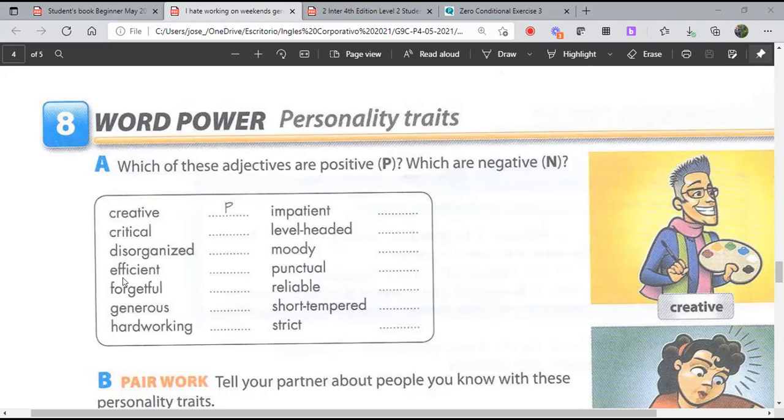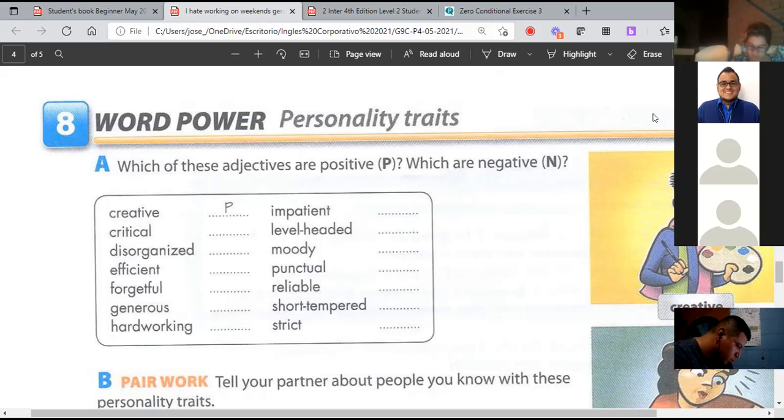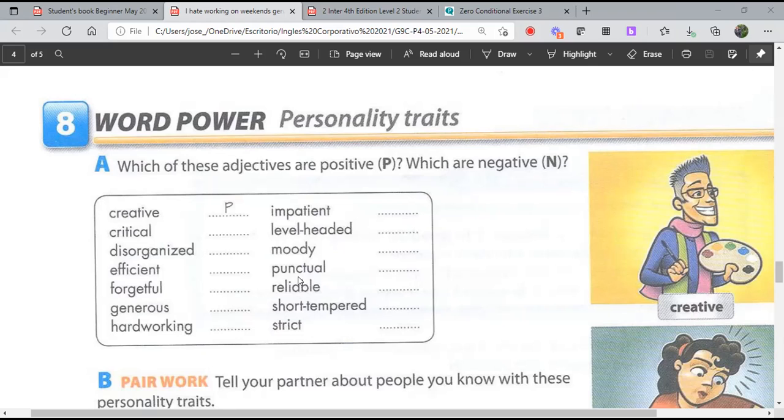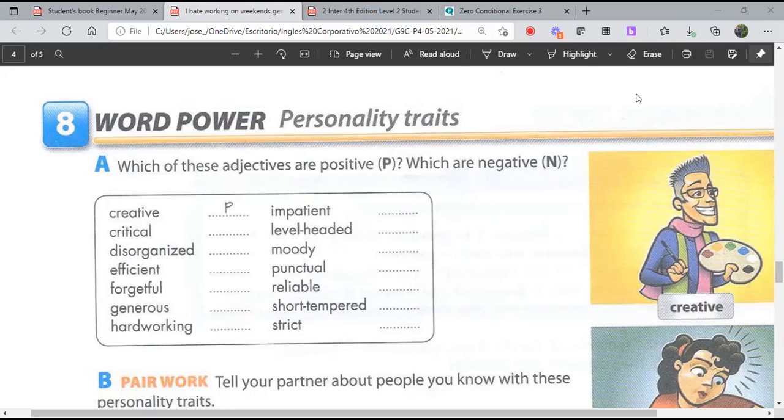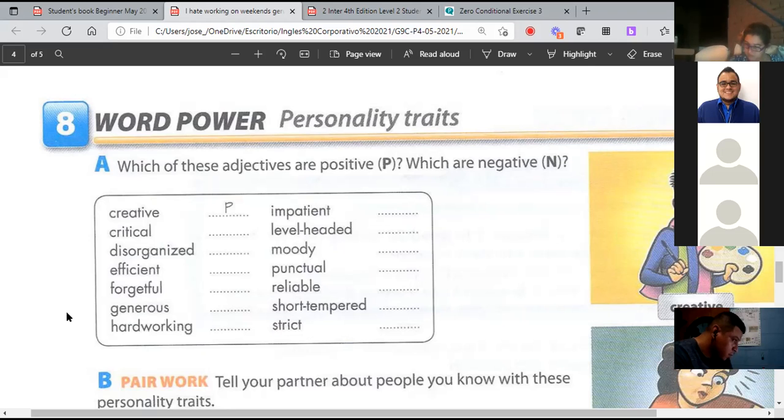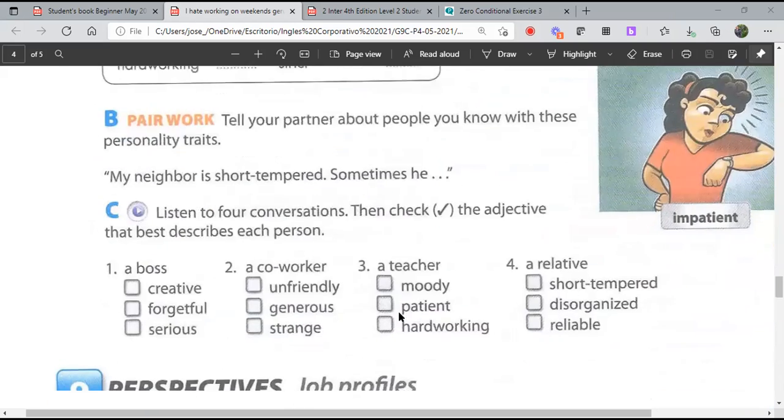Okay. So efficient is positive, and generous and hardworking are positive. Trabajador, ¿verdad? Buen trabajador is hardworking. Hacendoso, I think is the word. Level-headed, sensato. Level-headed. Okay. Punctual, reliable. Those are positive. Reliable is trustworthy or confiable. Okay. And strict. Yeah, I think that's a positive, like discipline. But sometimes if you're too strict, that's a problem. Okay. You see what I'm saying over here?